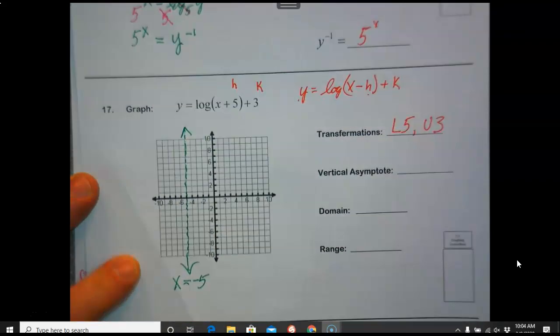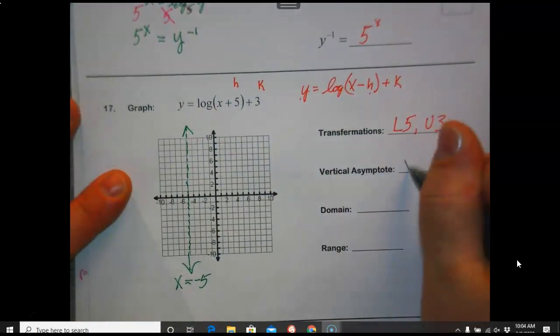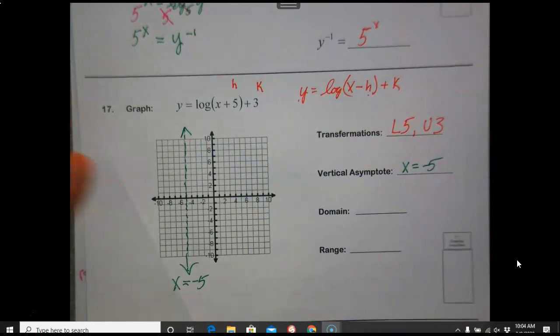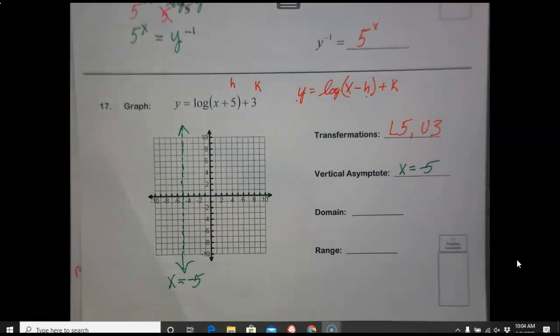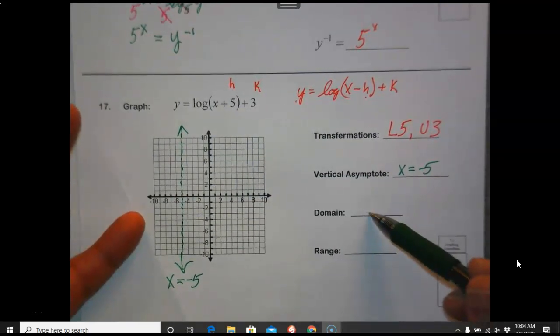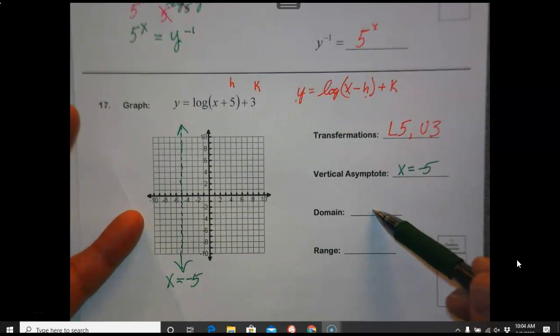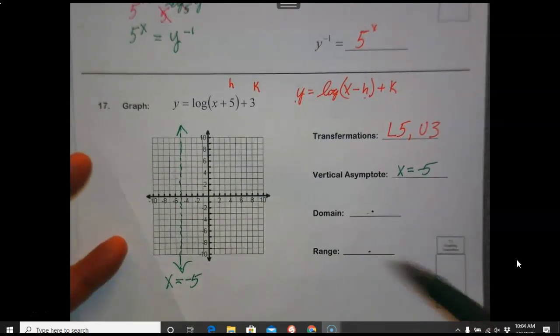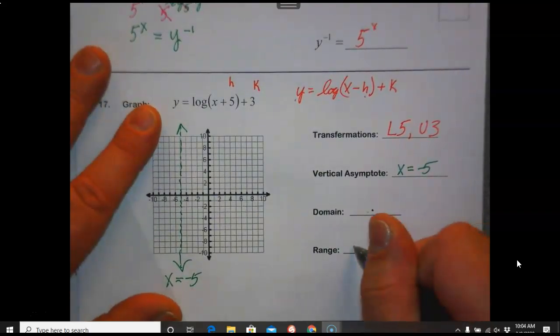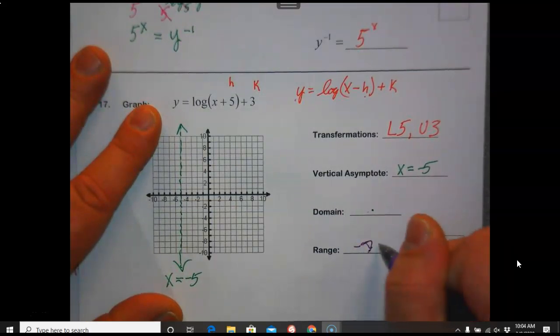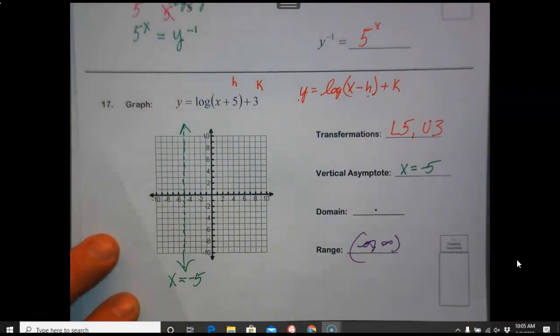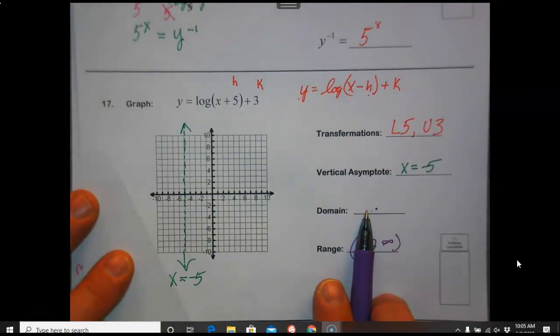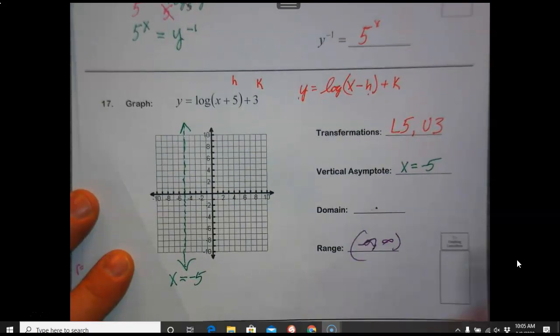You are paying attention. Domain and range switch, right? The domains were always negative infinity, positive infinity for exponential functions. So it's going to be the range that's negative infinity, positive infinity. Our domain is going to be our h comma infinity.